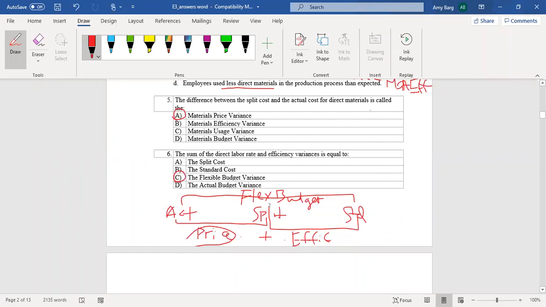This works with the labor rate and efficiency variances. It does not work that well necessarily with the direct materials price and efficiency variances. We talked about how a lot of times the amount of materials that they purchase is not the same as the amount of materials that they use. And so those two numbers might not necessarily add up correctly, but for the labor rate and efficiency variances, this works.